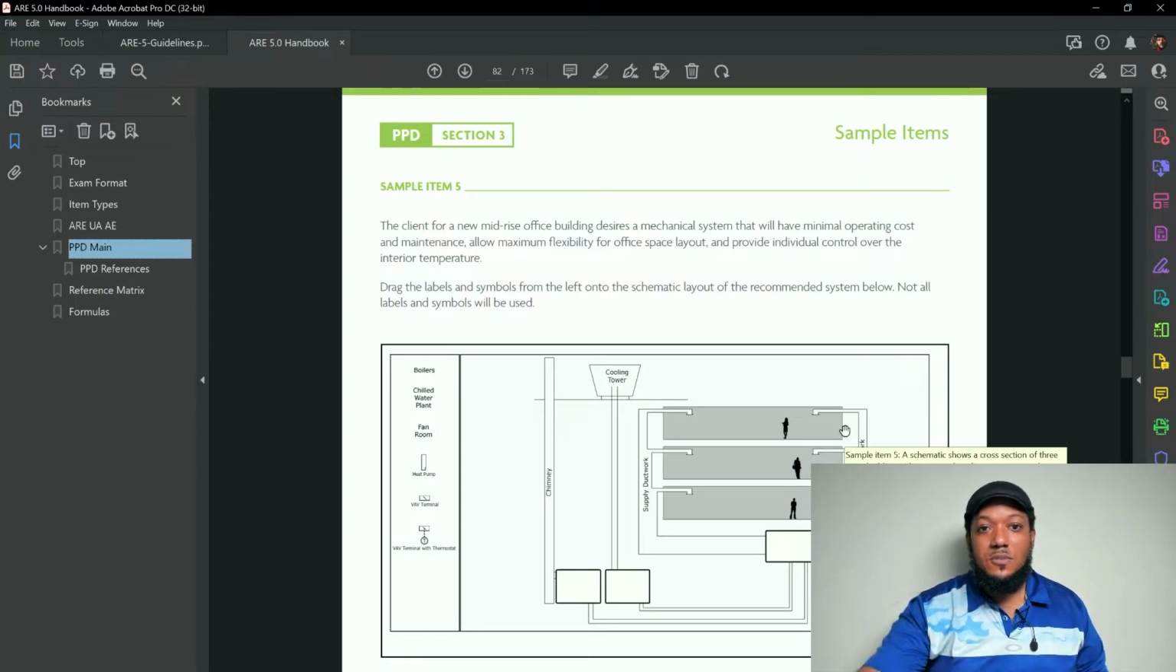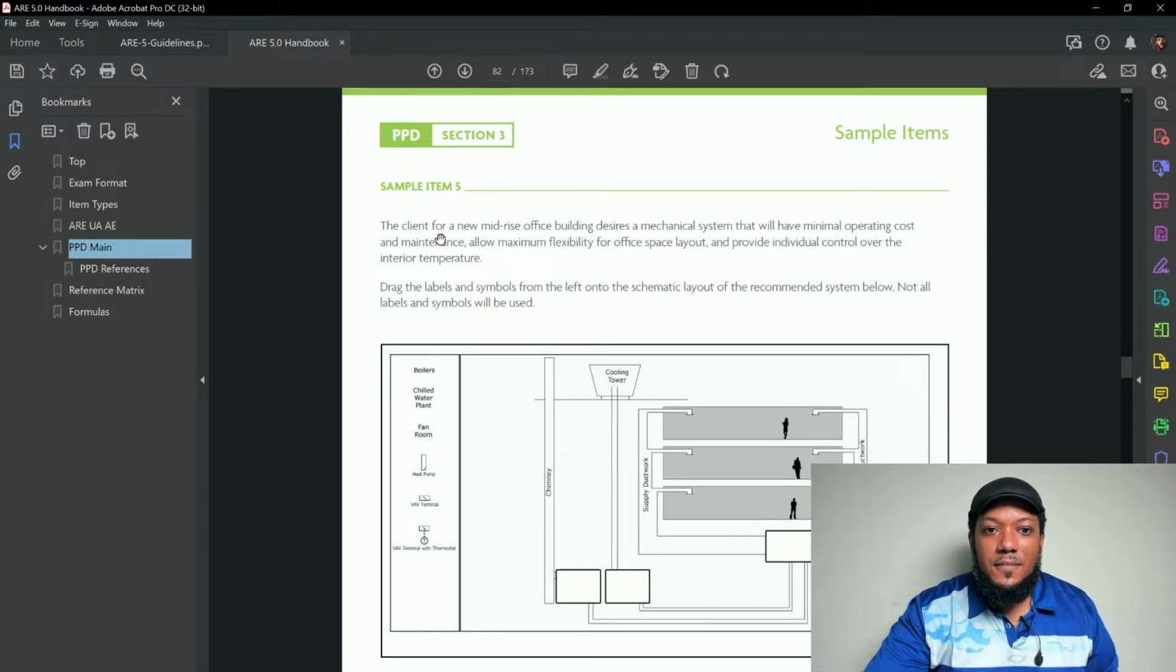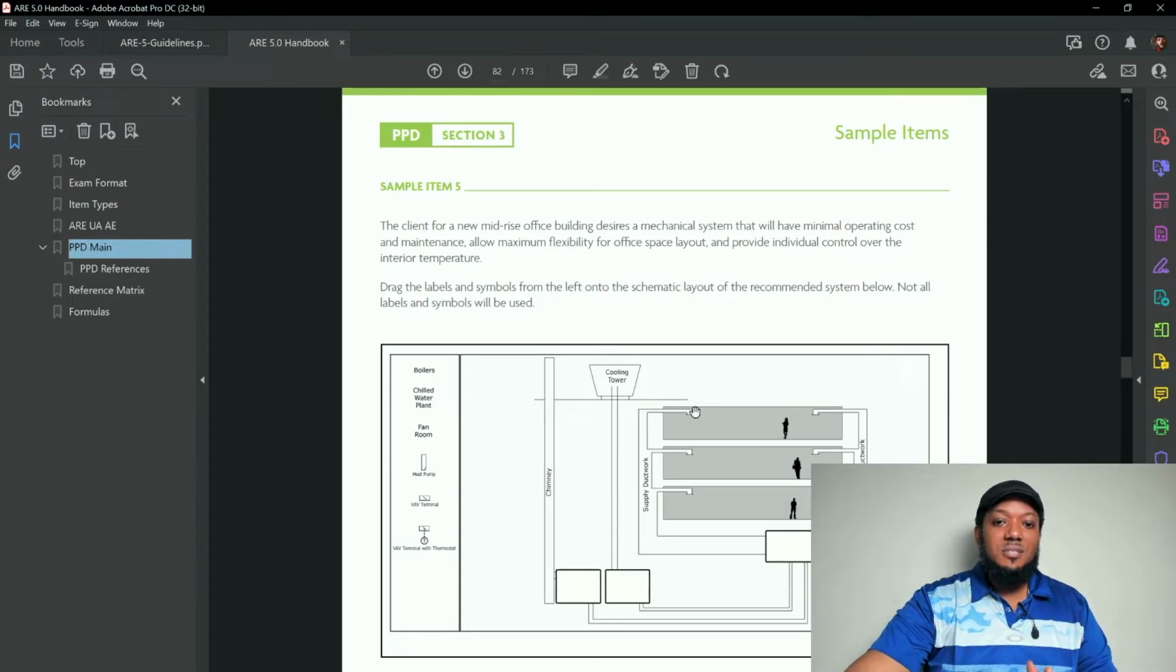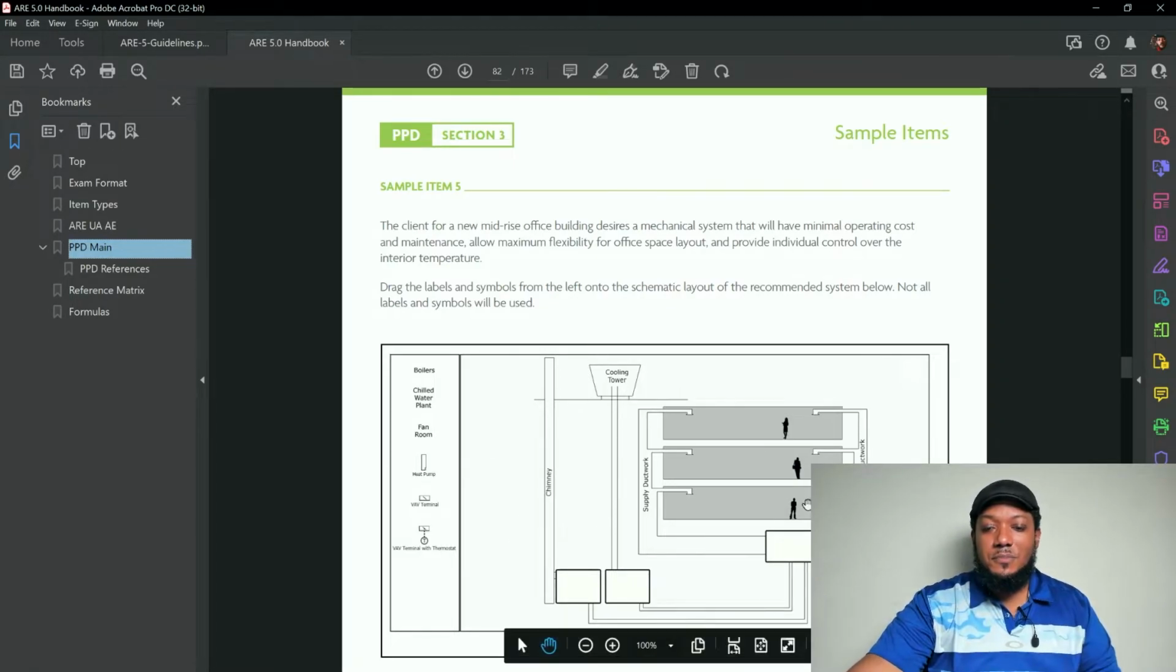So this question is talking about the client for a new mid-rise office building who desires a mechanical system that will have minimal operating costs and maintenance, allow maximum flexibility for office space layout, and provide individual control over the interior temperature. Essentially, that's partially useful, of course. You go back to it, but you can see the type of system it is from just looking at it, right?